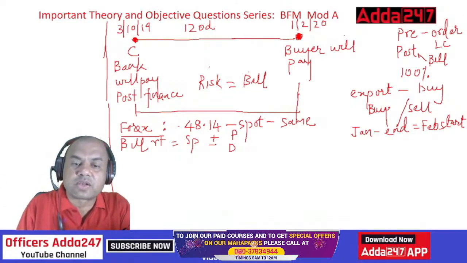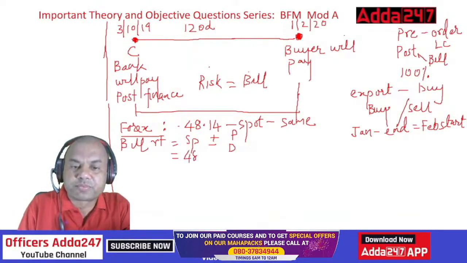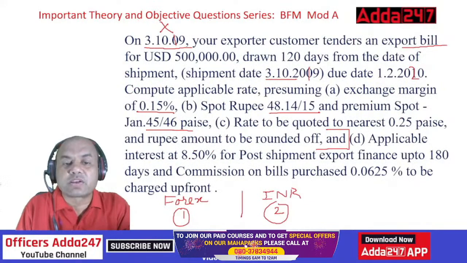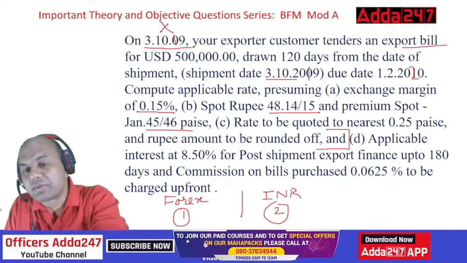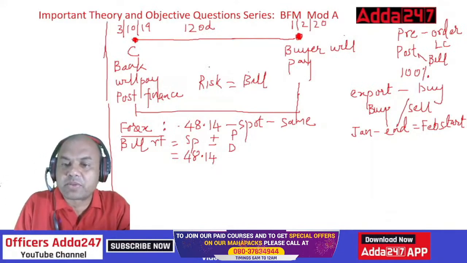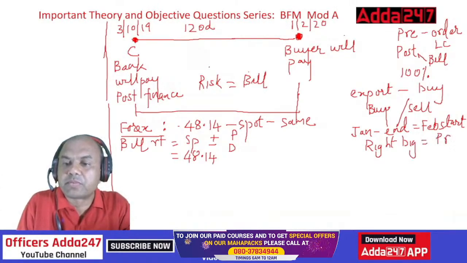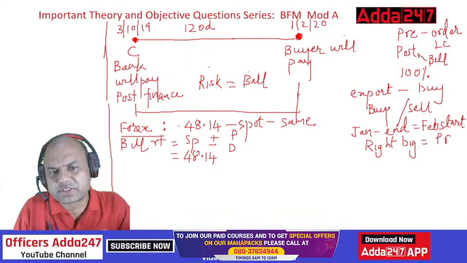See, this rate over here is calculated like this. 48.14 spot plus, now what is this, premium or discount? See this, right side is bigger. When you are in forward market, this right side is bigger. Always remember it's a premium. See here, right big equals premium, and left big equals discount, vice versa.